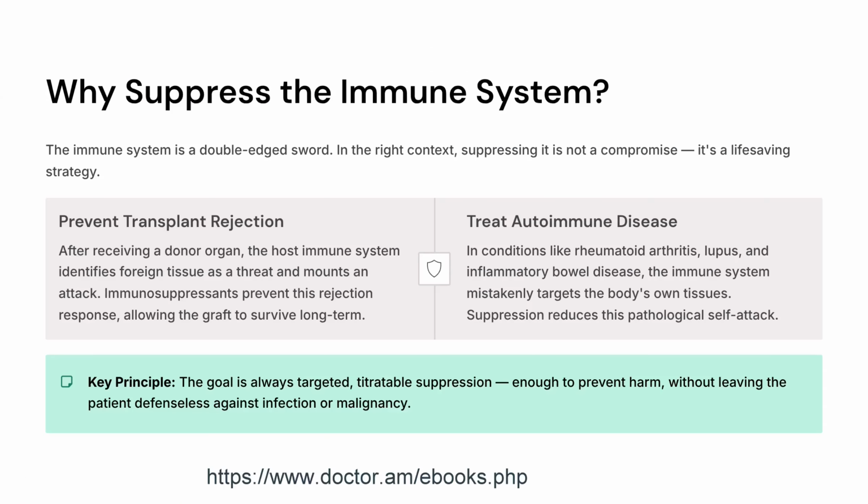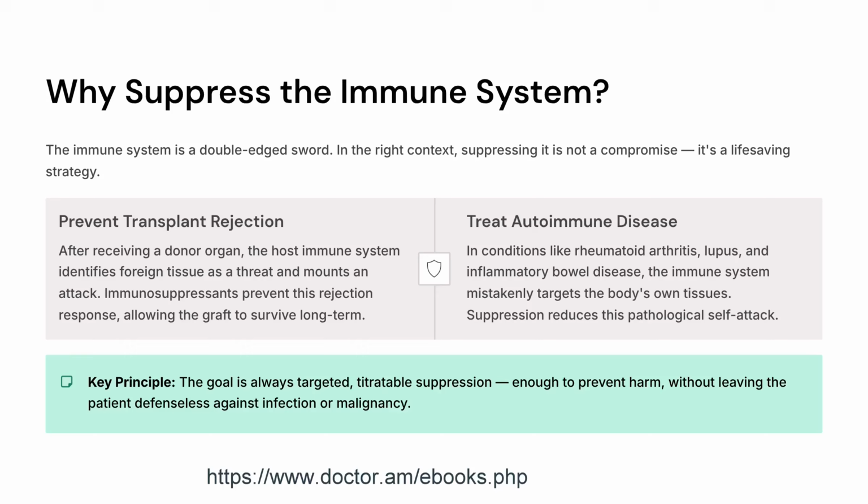Why suppress the immune system? The immune system is a double-edged sword. In the right context, suppressing it is not a compromise, it's a life-saving strategy. Prevent transplant rejection. After receiving a donor organ, the host immune system identifies foreign tissue as a threat and mounts an attack. Immunosuppressants prevent this rejection response, allowing the graft to survive long-term.